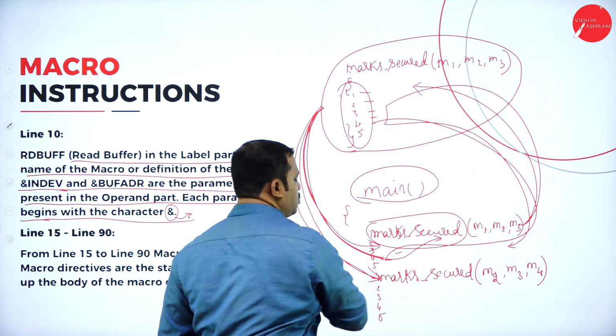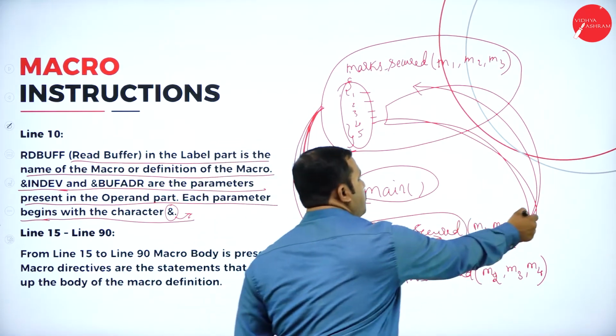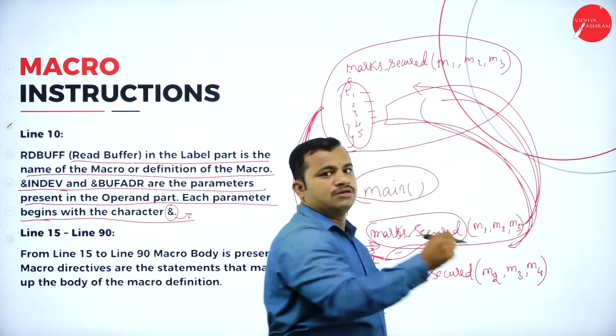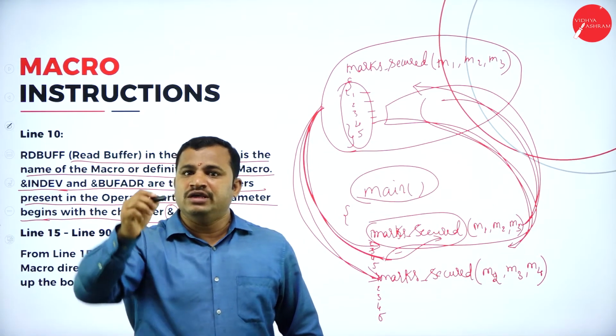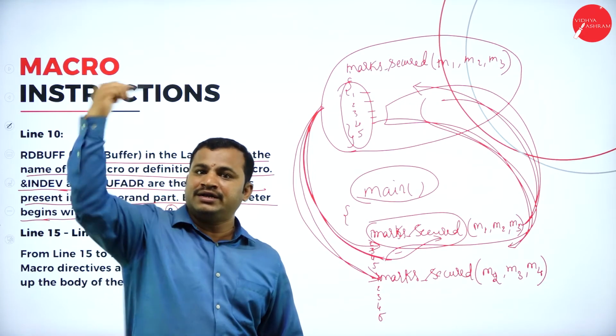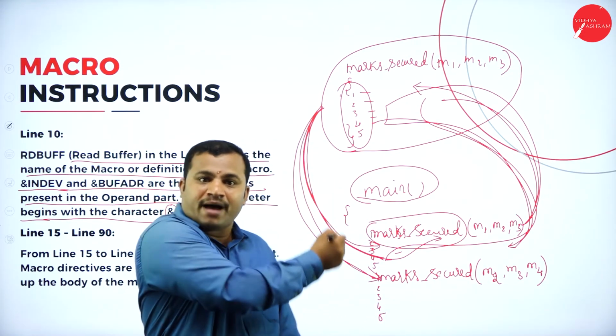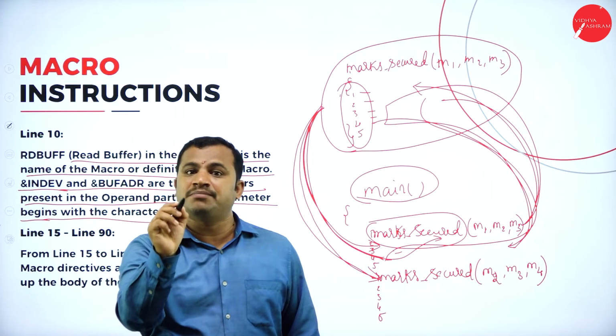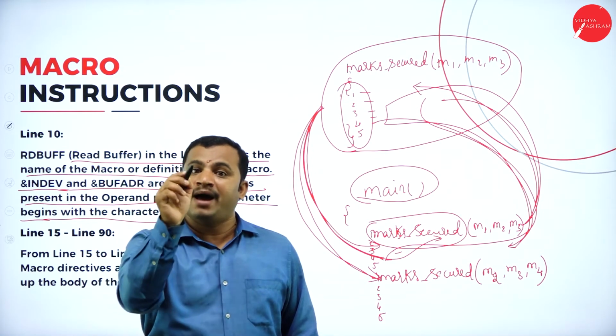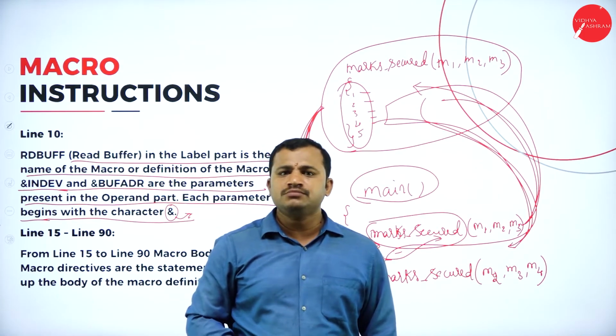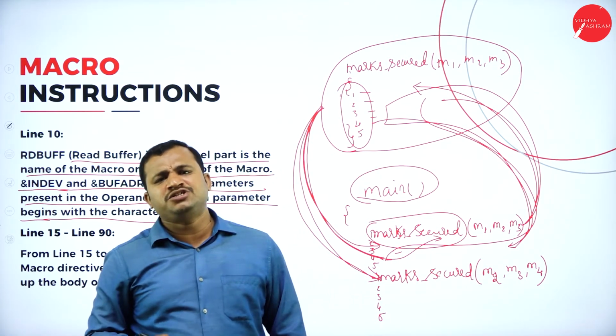Everything is placed in this location, so that there is no need to jump to the location and come back. So that this kind of invocation and returning the data from the definition is overcome in case of macro definitions. That is the main functionality of macro instructions. See, what is the advantage of using this?